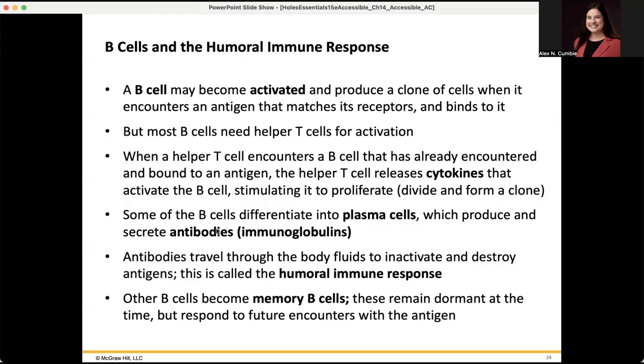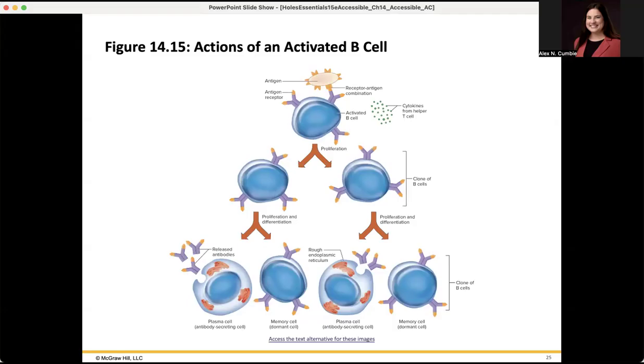The ones that actually make antibodies are the B cells that differentiate into plasma cells. Once they become plasma cells, they produce and secrete antibodies, also called immunoglobulins. That's our specific type of plasma protein. Then they can circulate in the body as part of our humoral immune response. Some other B cells will differentiate into memory B cells and remain dormant for future encounters with the same antigen. This is kind of what that looks like.